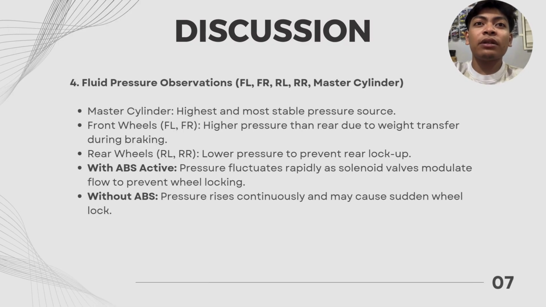Okay, next, fourth discussion, fluid pressure observation. First, the master cylinder. It has the highest and most stable pressure source. Next, the front wheel. It has higher pressure than the rear due to weight transfer during braking, while the rear wheel has lower pressure to prevent rear lockup. With ABS active, pressure fluctuates rapidly as the solenoid valve modulates fluid to prevent wheel locking. Without ABS, pressure rises continuously and may cause sudden wheel lock.